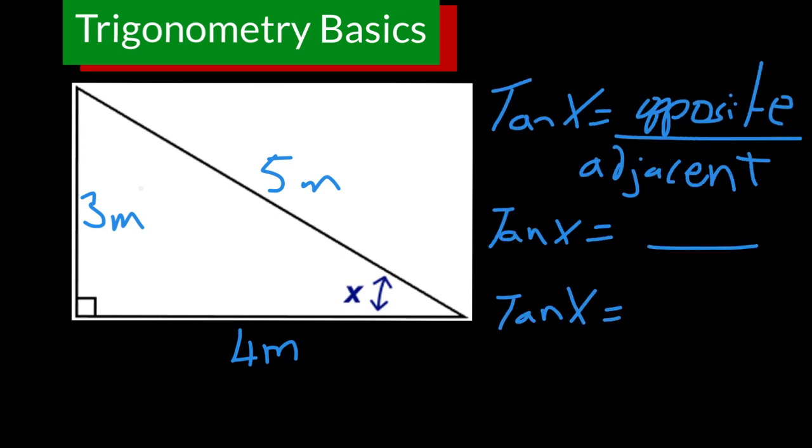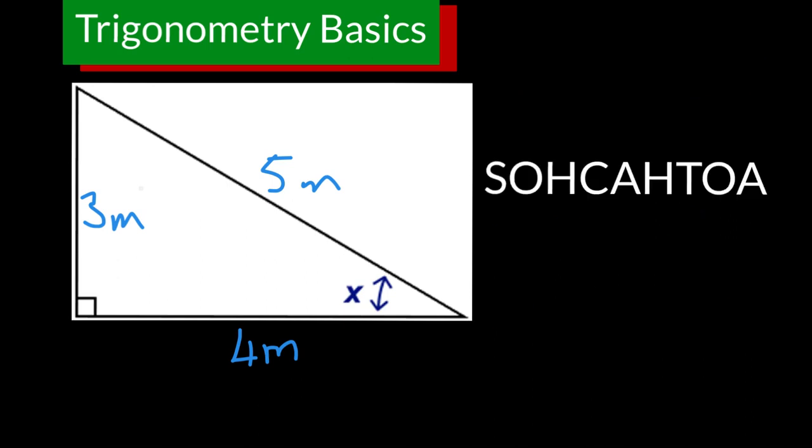What is the tangent of x? Well, the tangent is equal to opposite over the adjacent, so the tangent is equal to this 3 over 4 in this case. When we divide that out, we'll find that the tangent of angle x is 0.75. So memorize these ratios and remember SOHCAHTOA.